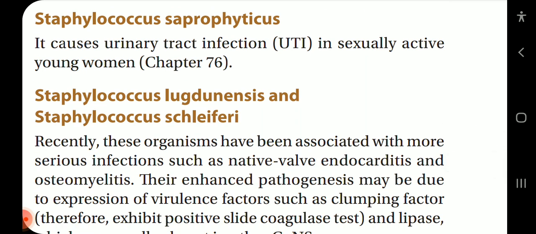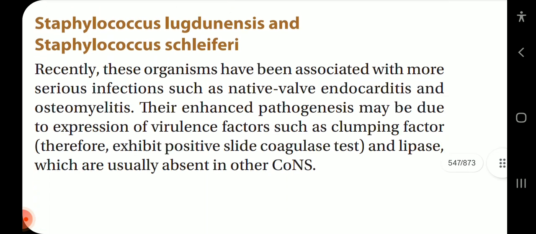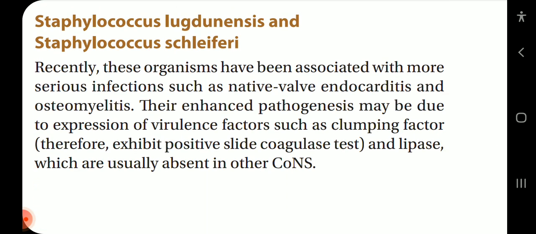Staphylococcus saprophyticus causes urinary tract infection, UTI, in sexually active young women. Staphylococcus lugdunensis and Staphylococcus schleiferi have recently been associated with more serious infections such as native valve endocarditis and osteomyelitis. The enhanced pathogenesis may be due to the expression of virulence factors such as clumping factor, therefore exhibiting a positive slide coagulase test, and lipase, which are usually absent in other CoNS.